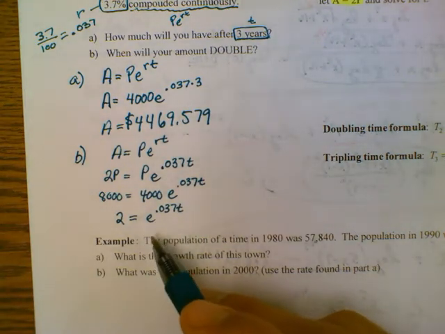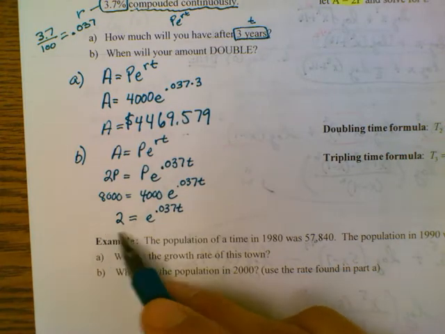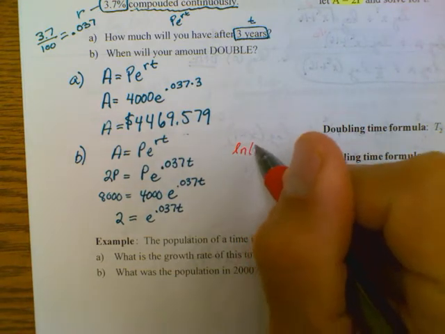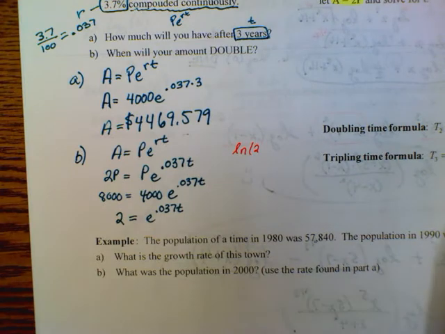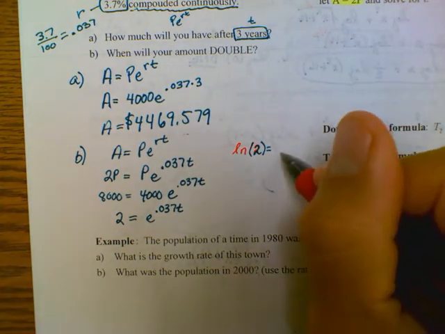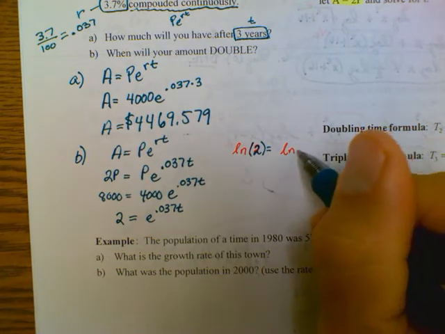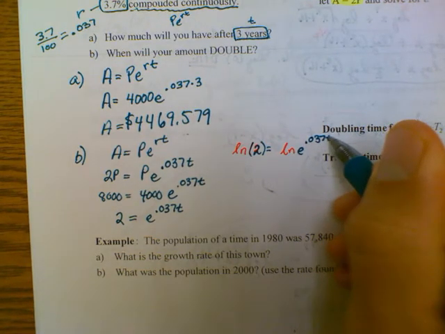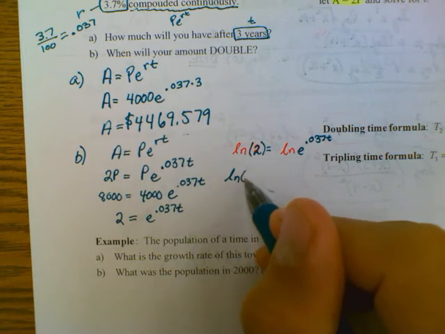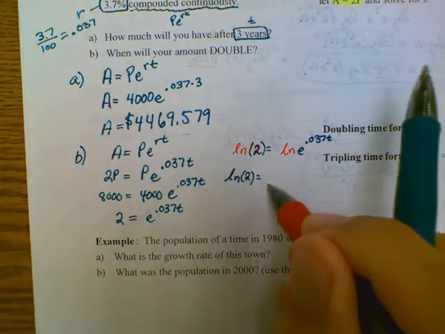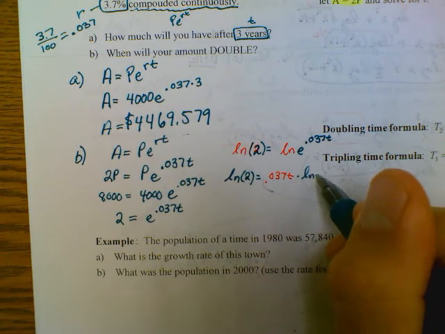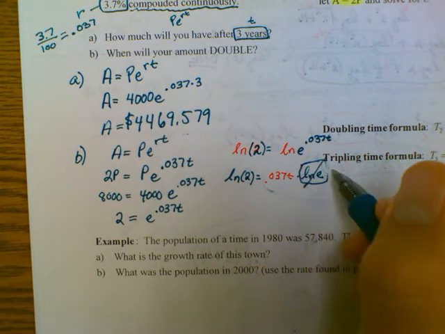Now we're left with an exponential equation, and the way we get rid of exponentials is we take the natural log of both sides, or any log of both sides, but I typically do the natural log. So the natural log of 2 equals the natural log of e to the 0.037t. I can drop that power out front by the power property: natural log 2 equals 0.037t times natural log e. Natural log e just cancels out to be 1.